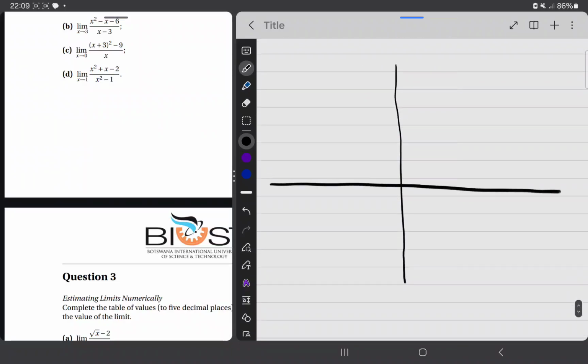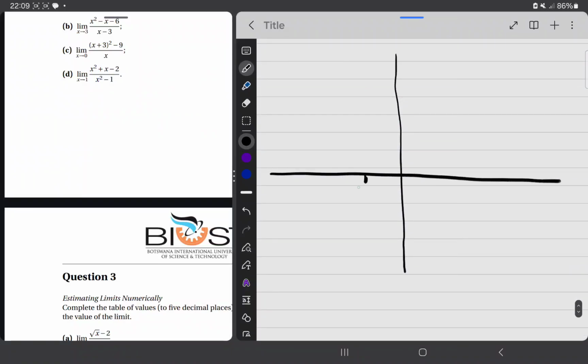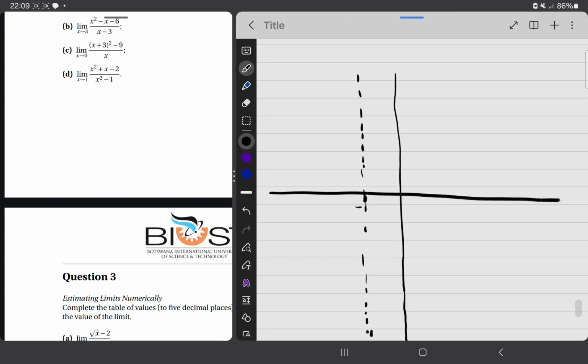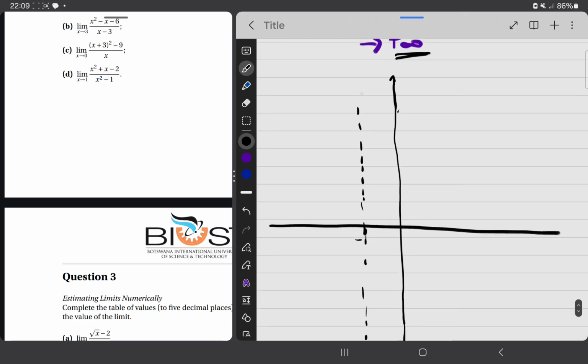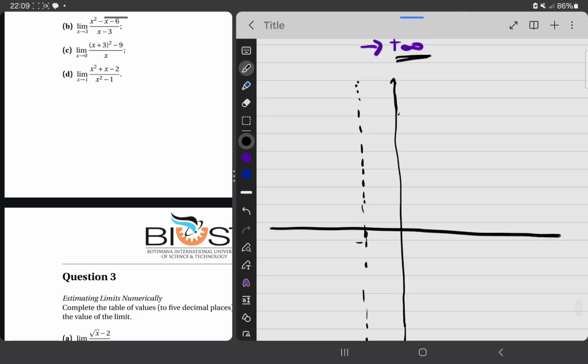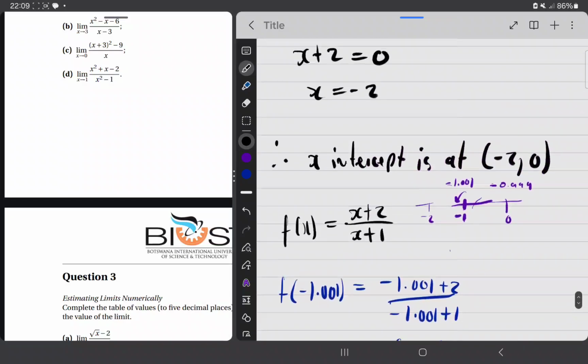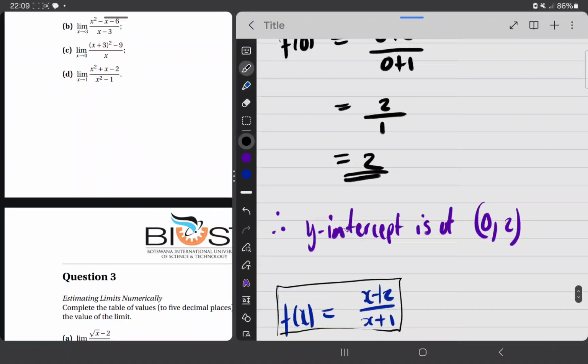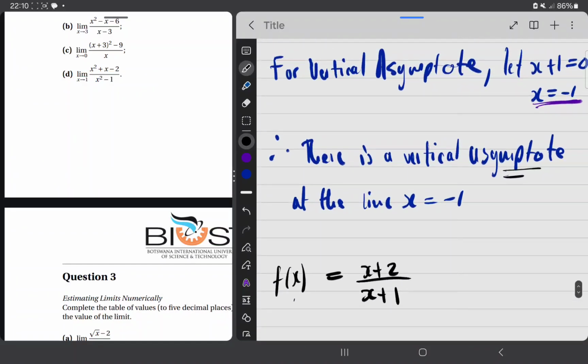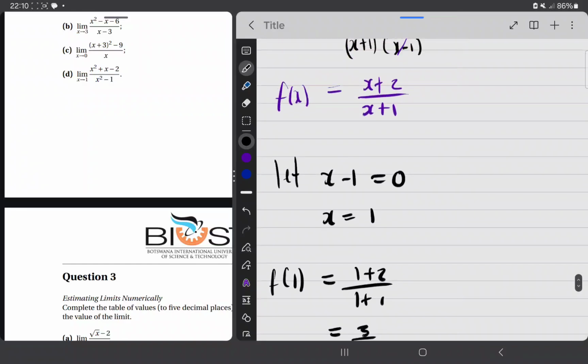So here we have a vertical asymptote at negative 1. We can put our vertical asymptote. This is our vertical asymptote at negative 1. Then we have our horizontal asymptote. Where is our horizontal asymptote? We found one. I know we had one.